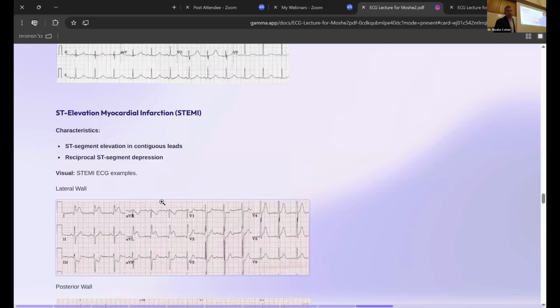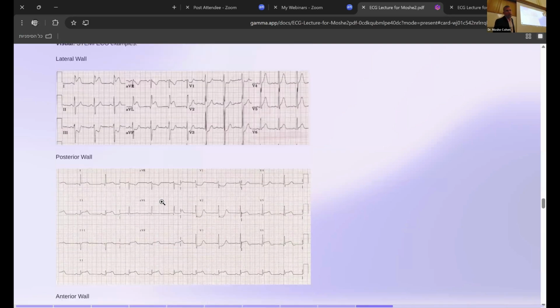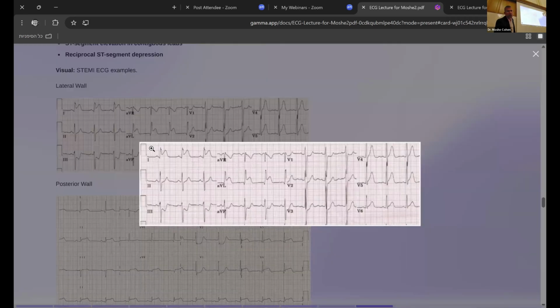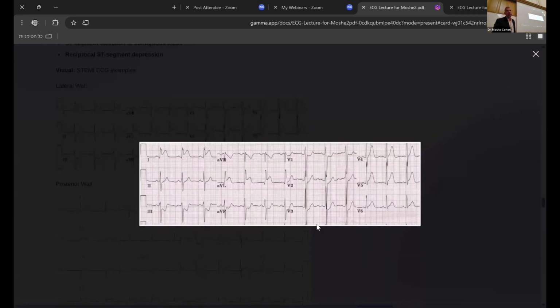Okay, what you see here, and with this, I think that we can finish for today. Maybe you'll know yourself. What do you see here? Let's look at this ECG, and with this, we can finish for today. Let's start with the basics. Let's start with the heart rate. What's the heart rate here?